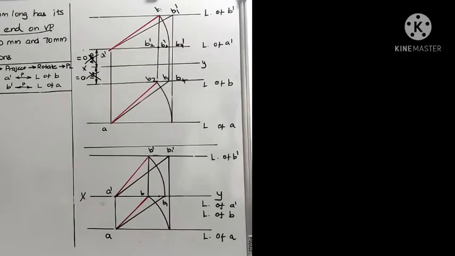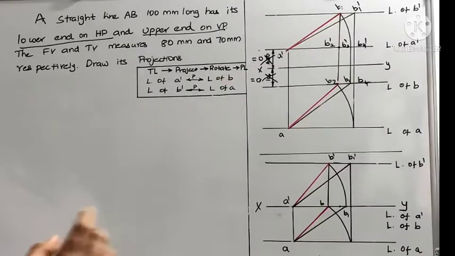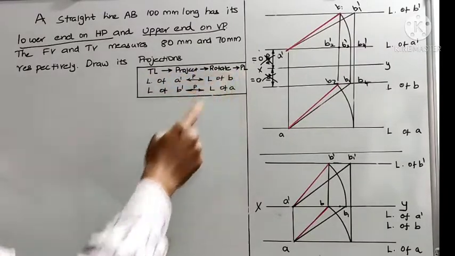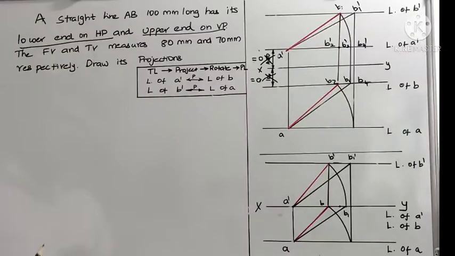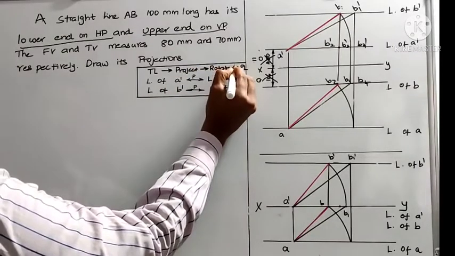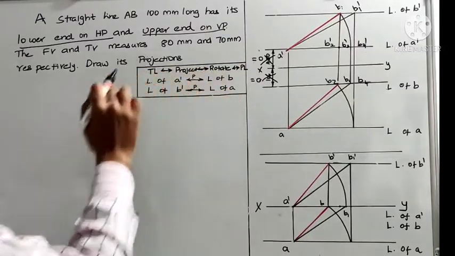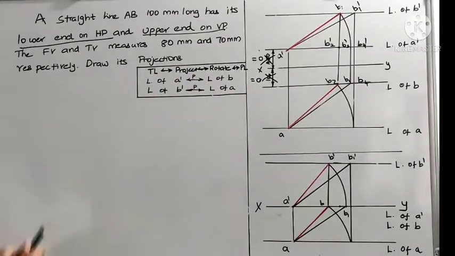You need to remember one thing, because I always insist on this: if you have a true length, you need to project and rotate to get the projected length, whereas if you have the reverse, that means if you have the projected length, you need to rotate and project to get the true length. So you need to remember this. Let's solve this problem.